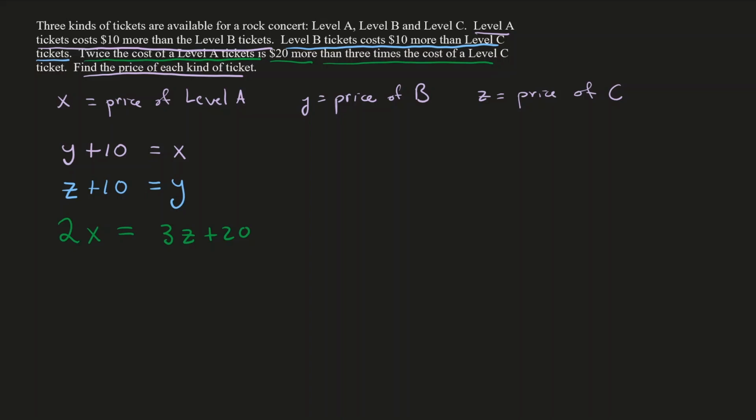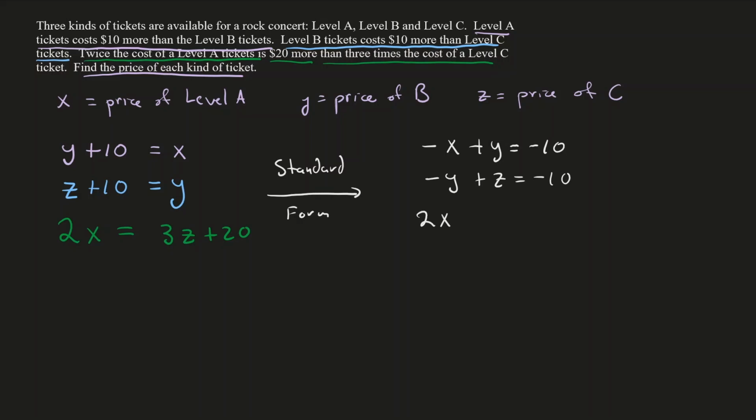Now they're not set up in standard form. So the last step here, if you wanted to use elimination, is to put this into standard form, which will give us negative x plus y is equal to negative 10, negative y plus z is equal to negative 10, and then 2x minus 3z is equal to 20. So now we have our 3 equations in the variables x, y, and z. Solving these will give us the price of the level A, B, and C tickets for x, y, and z respectively.